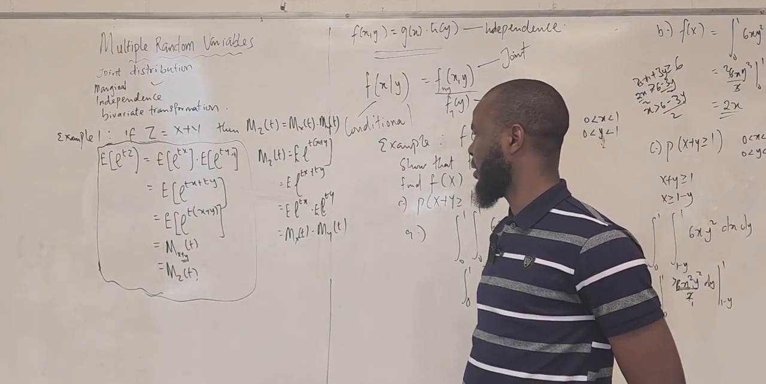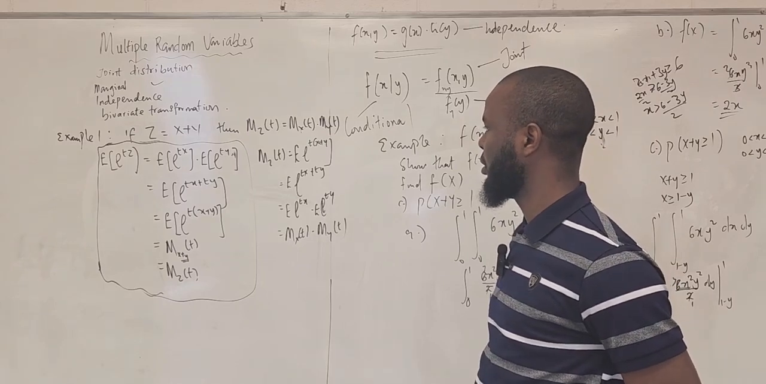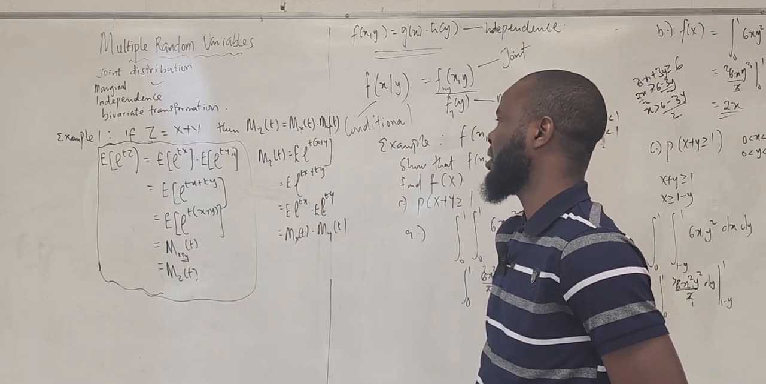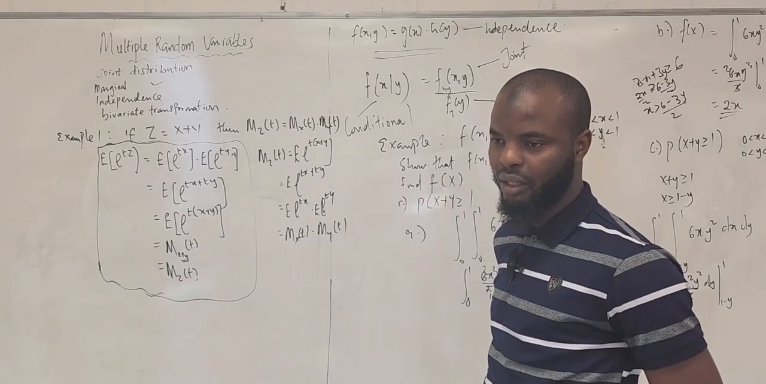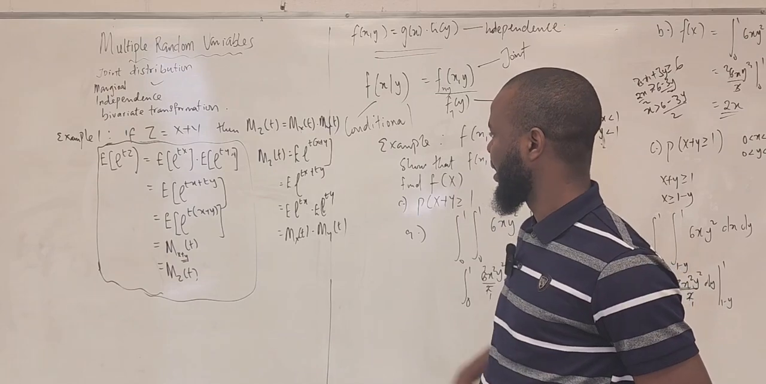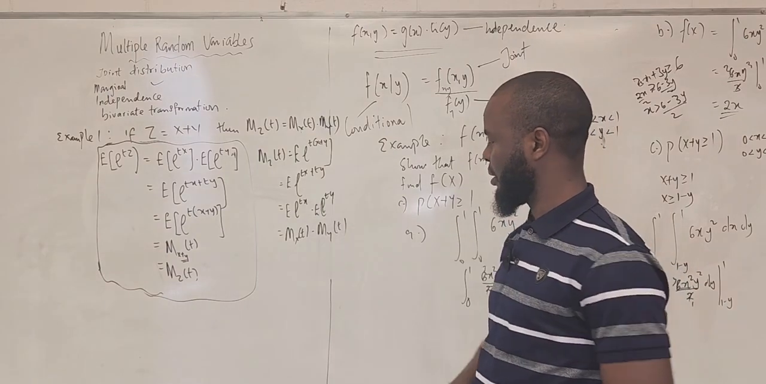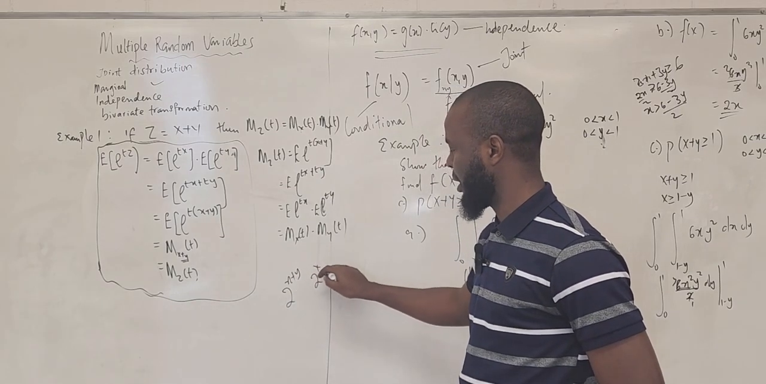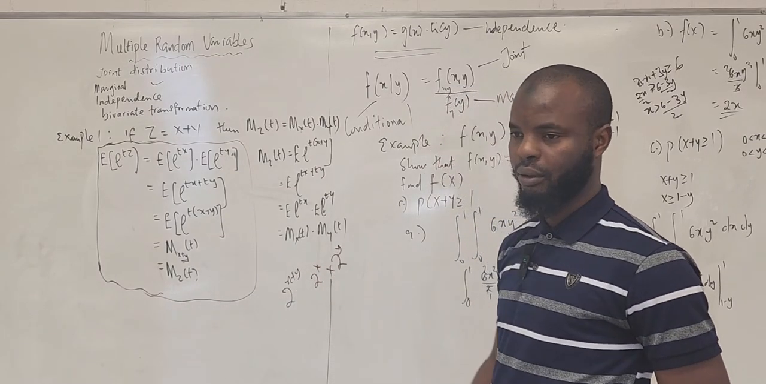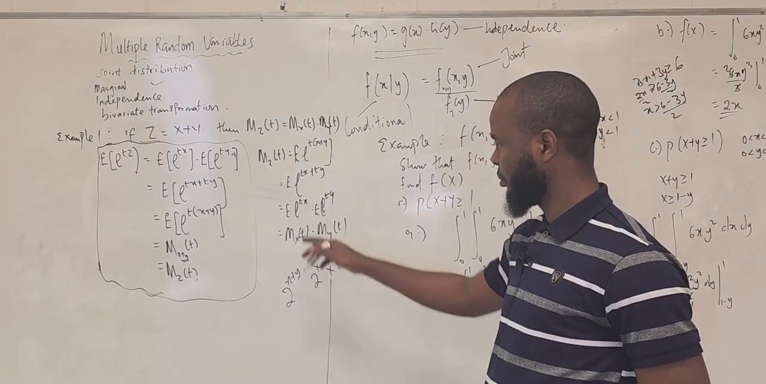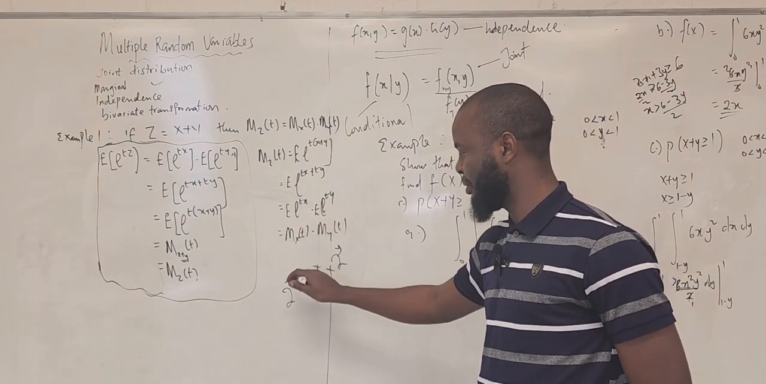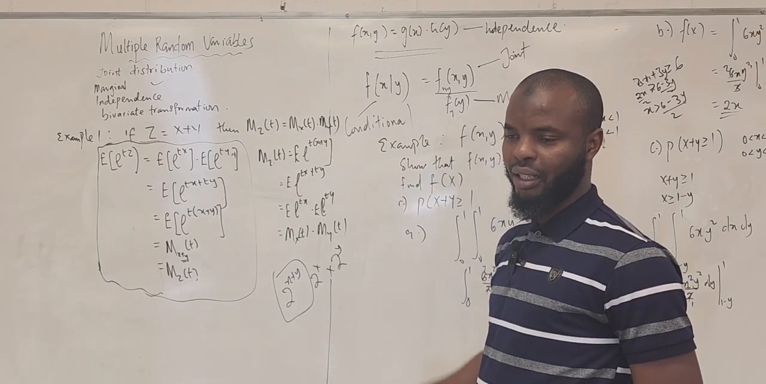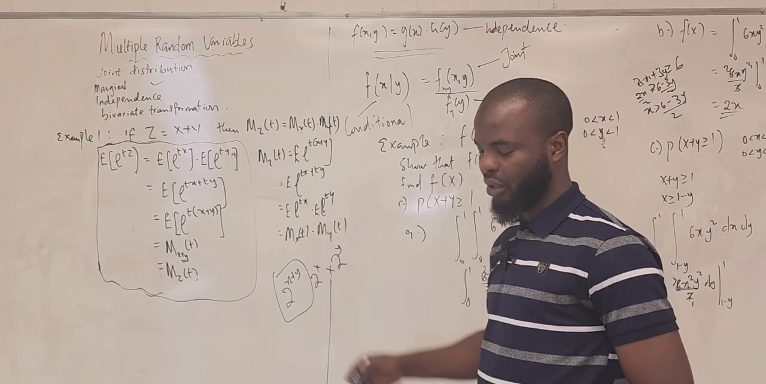There's nothing like independence here. It's not compulsory that they're independent, because we don't have anything like covariance here. How do we go from step 2 to step 3? It's just indices. If you have 2 to the power of x plus y, it's the same thing as 2 to the power of x times 2 to the power of y. If you talk about this in high school, it's just the rule of indices. A to the power of, yeah, I only use the rule of indices.